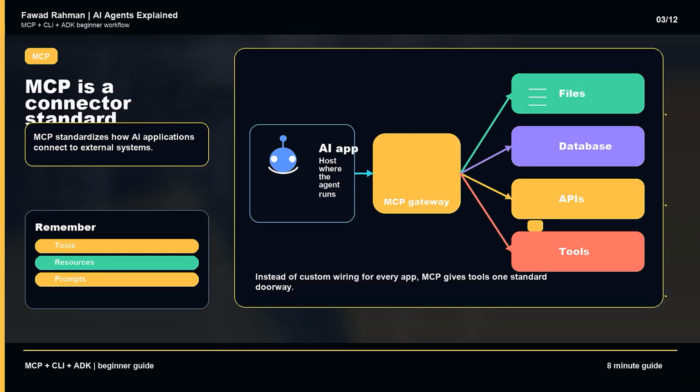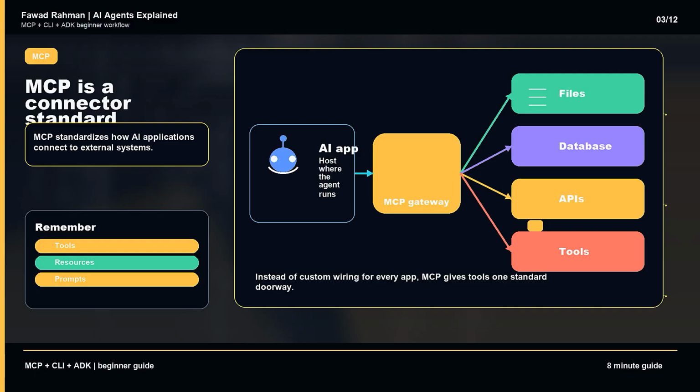MCP stands for Model Context Protocol. The easiest explanation is that MCP is like a universal connector for AI apps. Without a standard, every AI app needs a custom integration for every service. With MCP, a tool or data source can be exposed through an MCP server, and many AI clients can connect to it in a similar way.